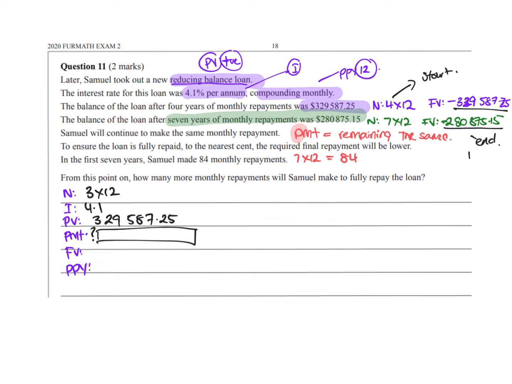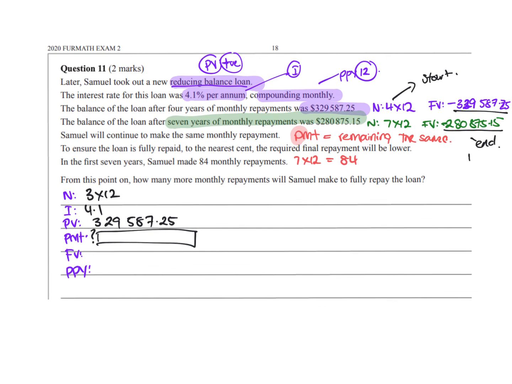Now the final value, what I still owe, is at that 7 years. So you still owe it, so it's negative 280,875.15. And they did say PPY was 12. So let's do that and work out the payment. When I did that, I got a payment of negative 2,400.00. You can often feel good about that. That's a nice number, and that's probably a sign you're on the right track.